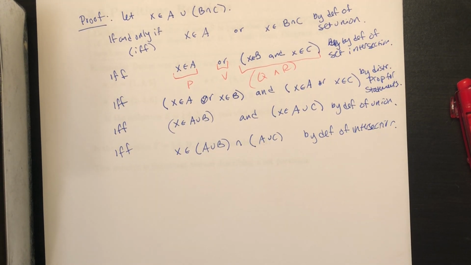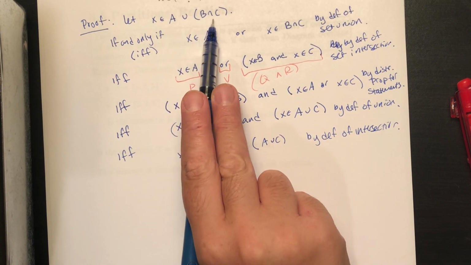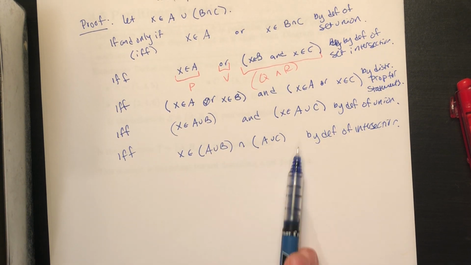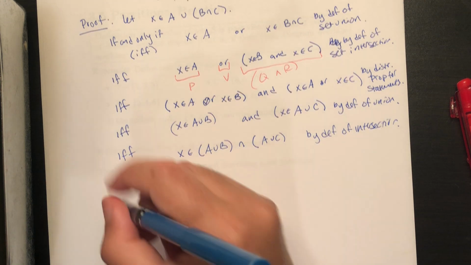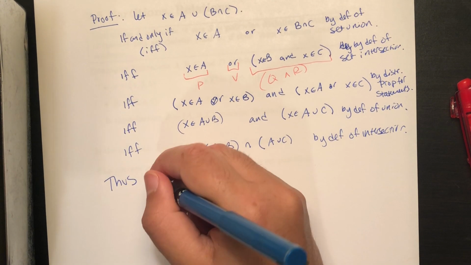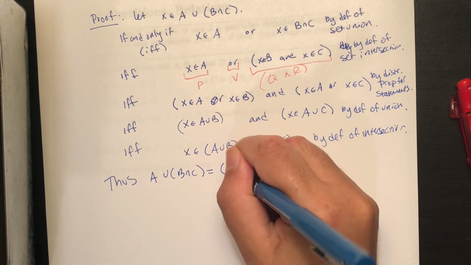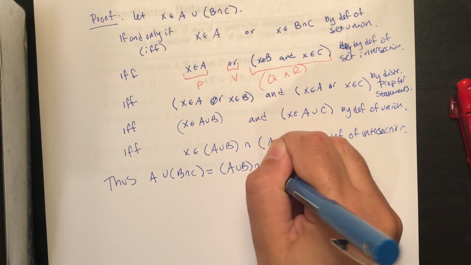And because we were using if and only ifs along the way, we don't have to go backwards, right? This if and only if means X is an element of A union (B intersect C) if and only if X is an element of (A union B) intersect (A union C). Thus, we're done. A union (B intersect C) is equal to (A union B) intersect (A union C).